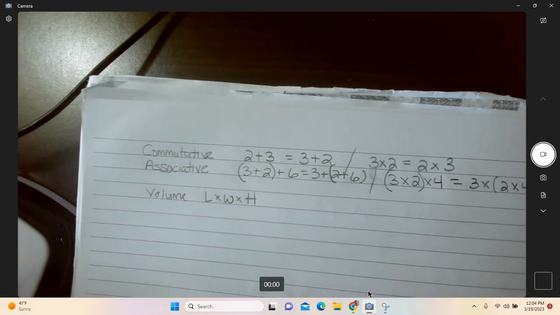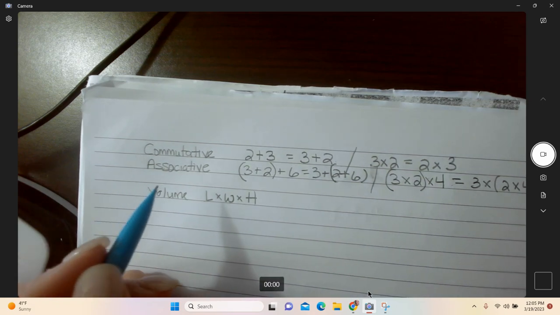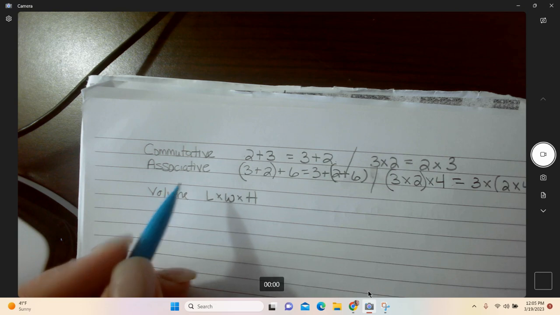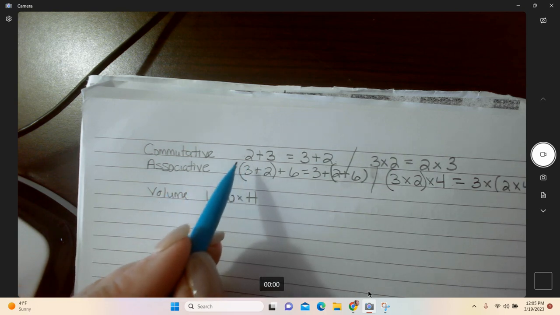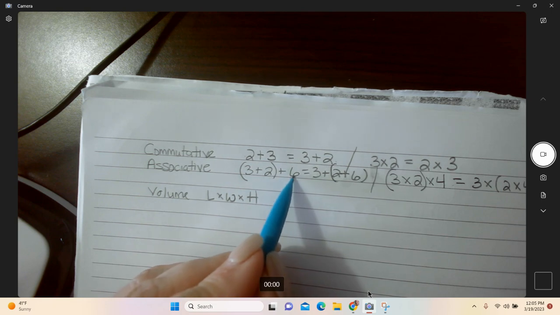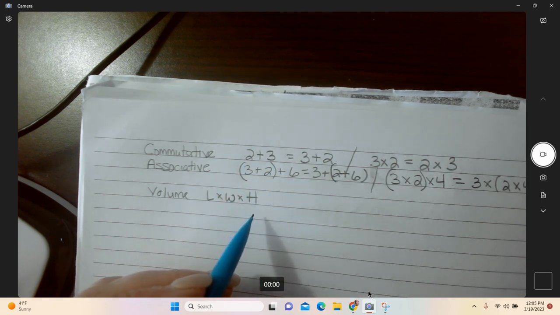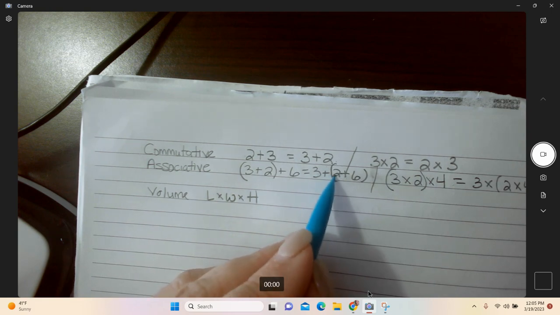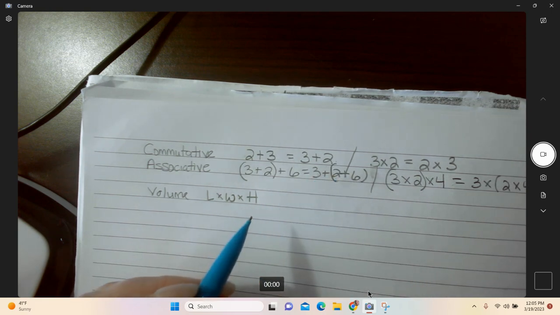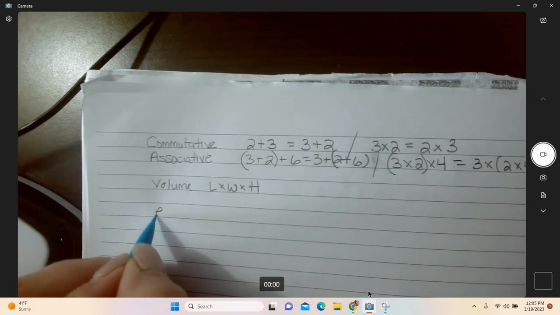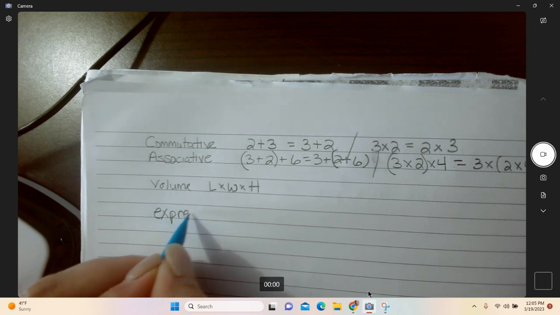All right, the associative property is all about associating: who you associate with, who is your best friend, who's not your best friend, and a lot of it has to do with parentheses. If I have 3 plus 2 plus 6, and I add my 3 plus 2 before I do my 6, it's going to be exactly the same as adding my 2 plus 6 and then adding on 3.